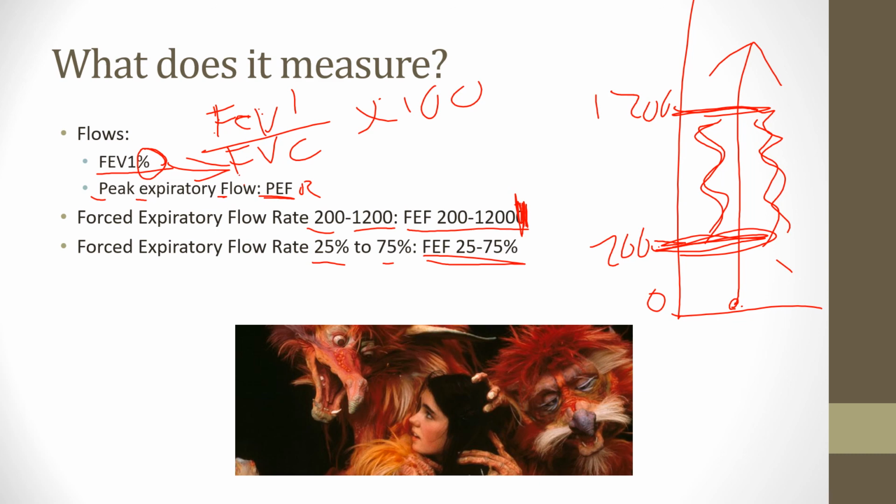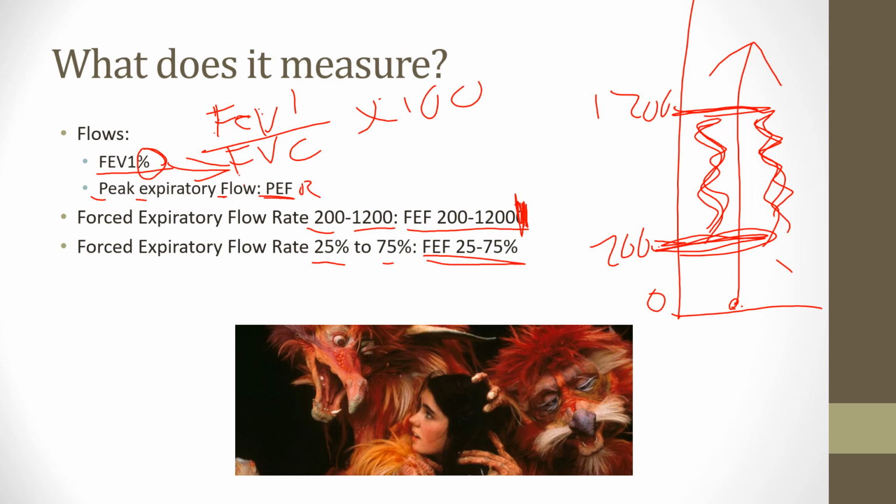Because as you start to exhale, remember that's going to be your conducting airways that exhale first, then you'll get to your respiratory zone. So the 200 to 1200 is looking at more of your conducting airways, your larger airways. So this is something we can look at if someone has a tracheal tumor or an issue with their main stem bronchi, and so on and so forth. We're measuring that liter of gas after the first 200 mLs, and we want to see how fast that liter of gas flows. If that flow rate's very low, that tells us that their obstruction tends to be more in their larger airways.